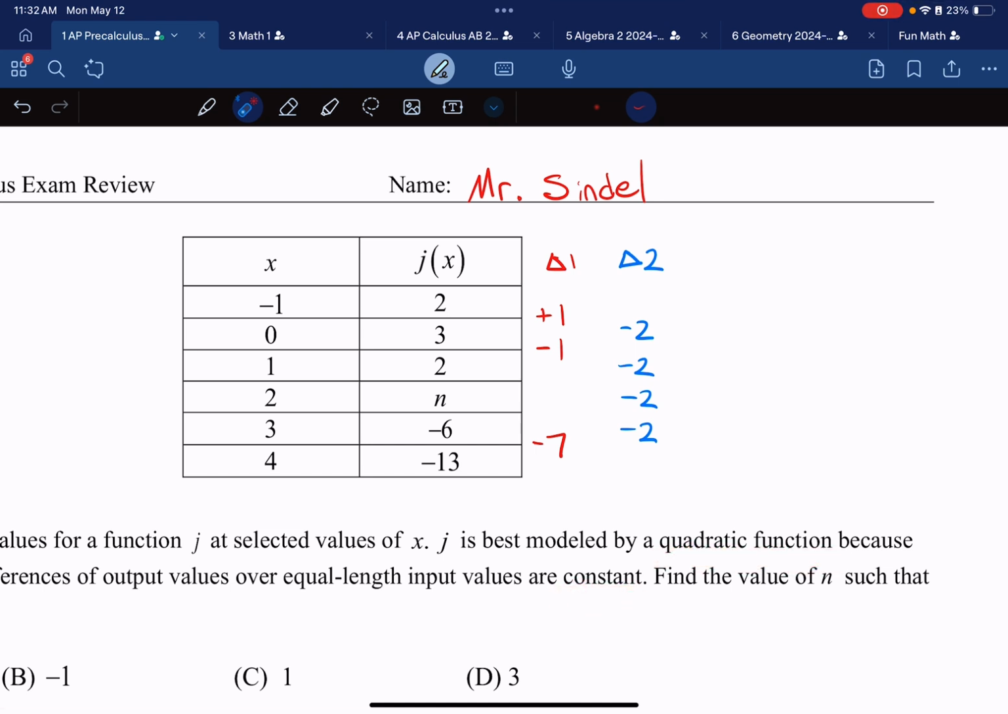Those properties go hand in hand. If I have second differences that are all the same, it implies we are a quadratic function, and vice versa. If I have a quadratic function, it implies all my second differences are the same or constant.